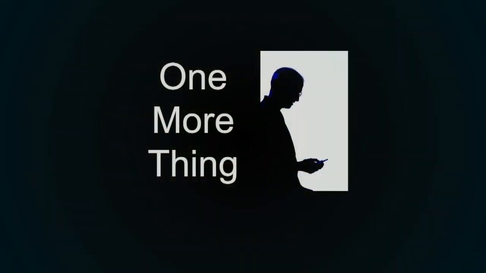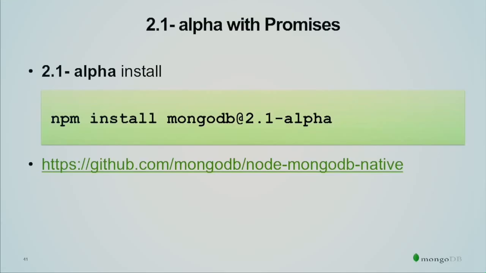I'll be listening. So there's one more thing before we end this presentation. There's a 2.1 alpha with just promises. So if you today do npm install mongodb@2.1-alpha, you can play with that. And it's completely backwards compatible with 2.0. So if you don't use promises, you won't notice. But if you want to use promises, you can.